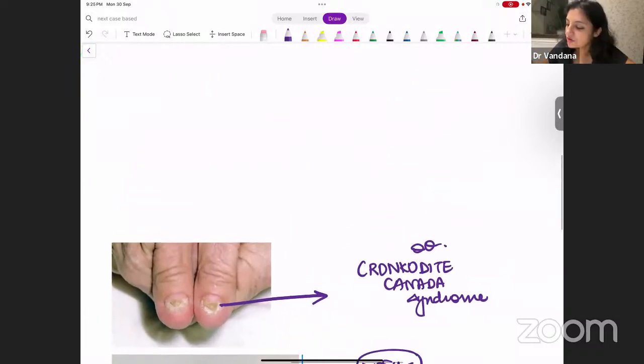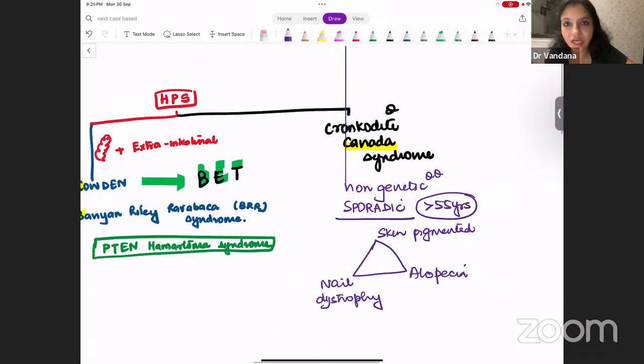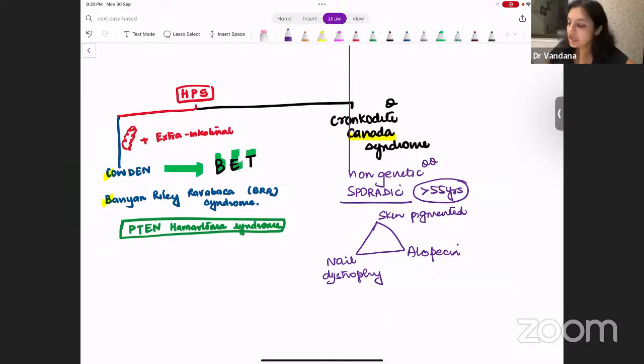Okay. Apart from that, what is the other Hamartomata polyp syndrome? We have studied Cowden, we have studied Bunyan-Riley, we have studied Cronkhite-Canada. Now the third is tuberous sclerosis. So tuberous sclerosis has which type of polyps in the intestine? They are Hamartomata polyps. This is what you have to remember. They all have Hamartomata polyps in the intestine.